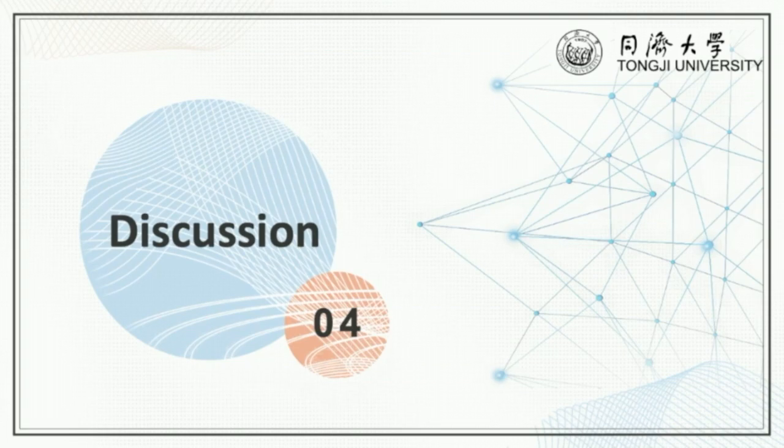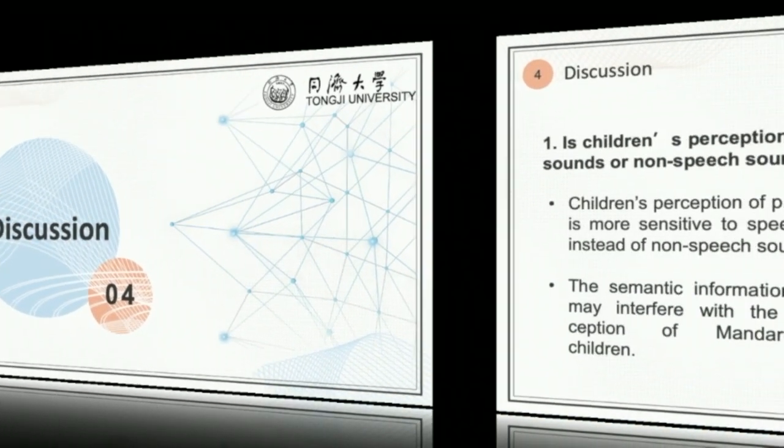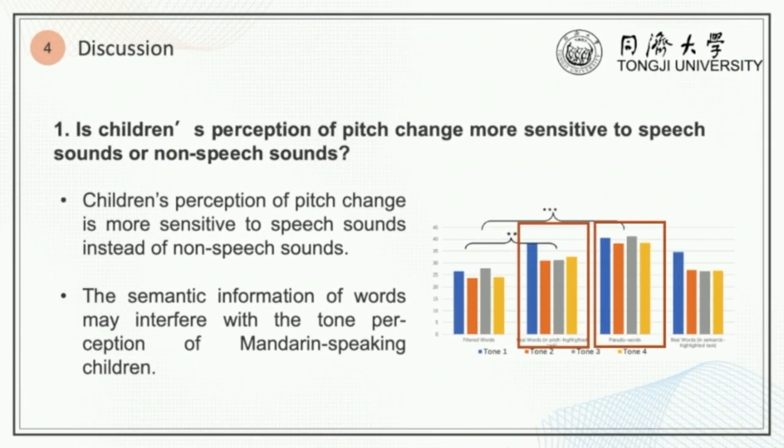Now, let's move to the last part, discussion. Our results indicated that Mandarin-speaking children showed superior performance on the pitch perception of speech instead of non-speech, but comparable performance on real words and pseudo-words in both the pitch highlighted task and the semantic highlighted task.